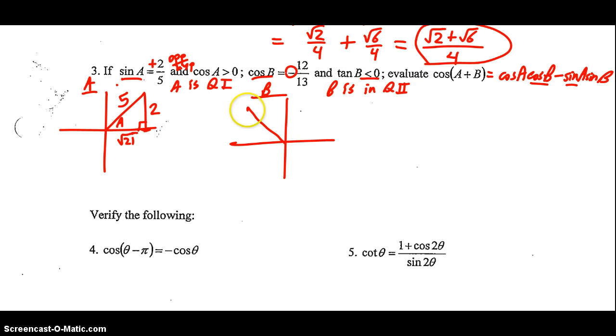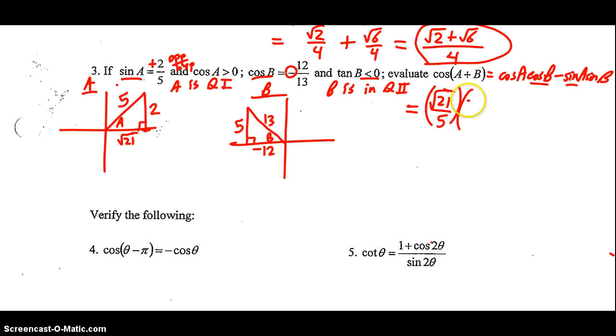Alright, so let's draw our triangle. We know cosine is adjacent, so negative 12 over 13. Remember, the radius is always the positive one. A quick little Pythagorean theorem will tell you that that has to be 5, right? So now we can actually figure this stuff out. Cosine of A. Well, cosine is adjacent over hypotenuse, which in this case would be radical 21 over 5. That's the cosine of A.